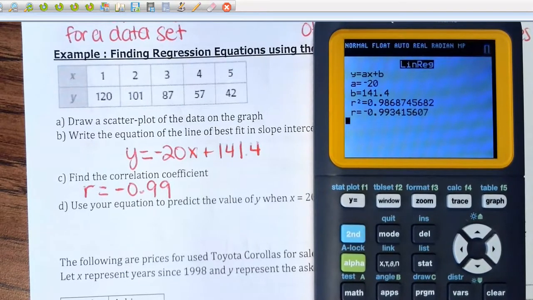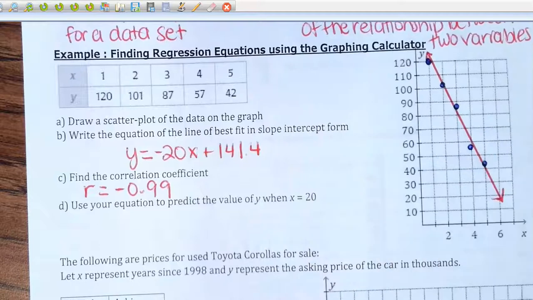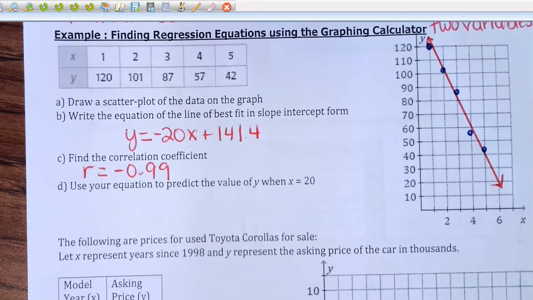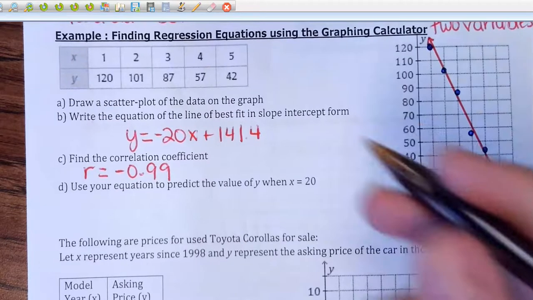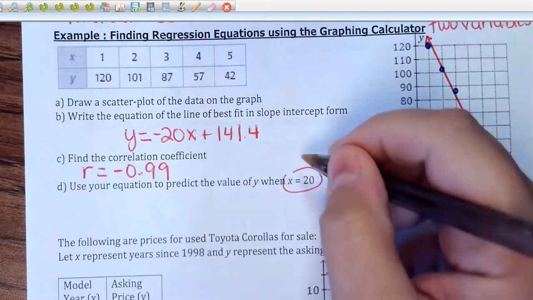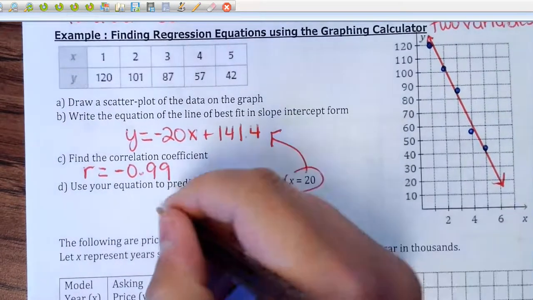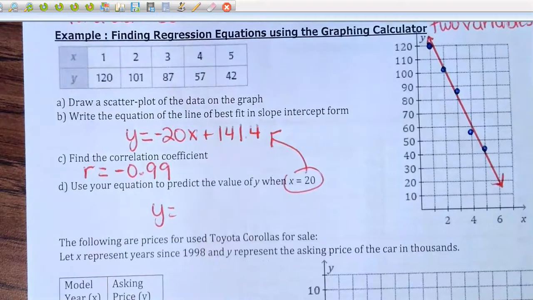Now, underneath this, just another quick question, and it says use your equation to predict the value of y when x is 20. So all we're going to do is sub 20 in for x to that equation right above there. And so I'm going to pause this, but we're just going to plug that into the calculator.